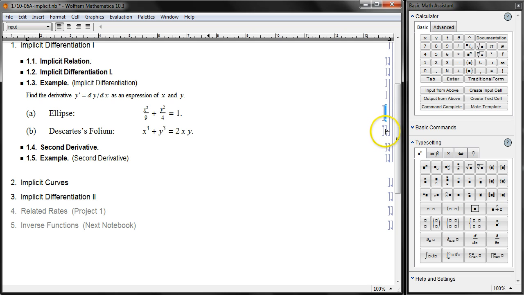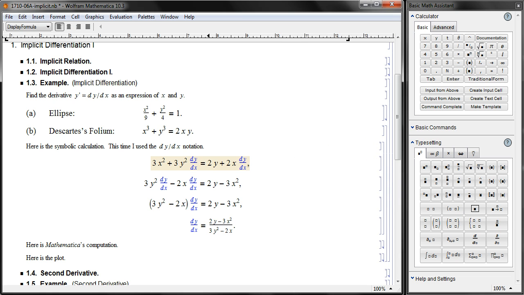Next example, Descartes-Folium, a little bit harder example. This time we have two y terms here, y cubed here, and then 2xy there. So you have to expect two y primes popping out, and consequently you have to pull all those y prime terms to one side, everything else to the other side, and solve for y prime. How does it go? Well, here we have y prime by chain rule, and then this one we have a product rule, 2x times y, and the implicit differentiation goes like this.